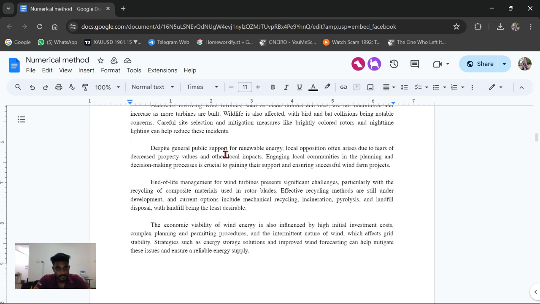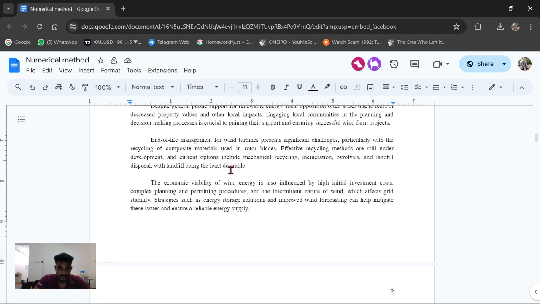Despite general public support for renewable energy, local opposition often arises due to fears of decreased property values and other local impacts. Engaging local communities in the planning and decision-making process is crucial to gaining their support and ensuring successful wind farm projects.